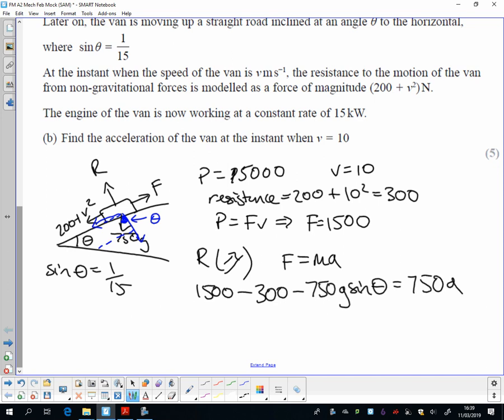So that's my force, my mass, 750, my acceleration. Remember, you're given what sine theta is, it's 1 over 15, so you can sub that straight in, and if you then rearrange, you can get the acceleration is 71 over 75, which is 0.95 meters per second squared. I've rounded to two significant figures because in the question we would have used g as 9.8, so that's only two significant figures, so I've rounded my final answer to two significant figures.